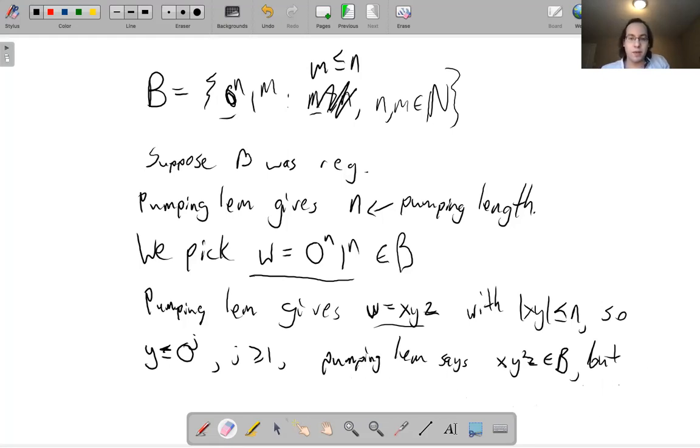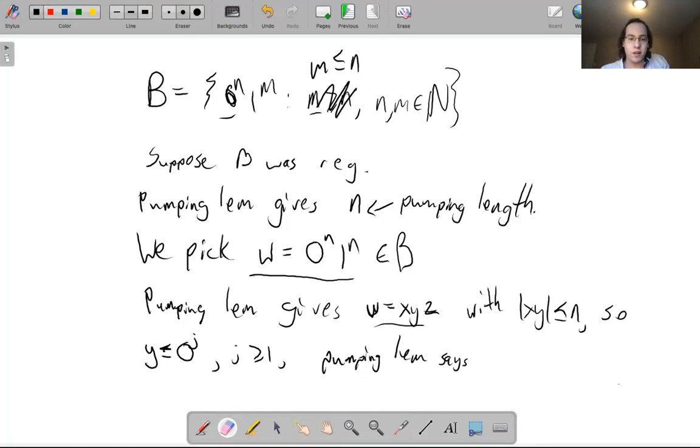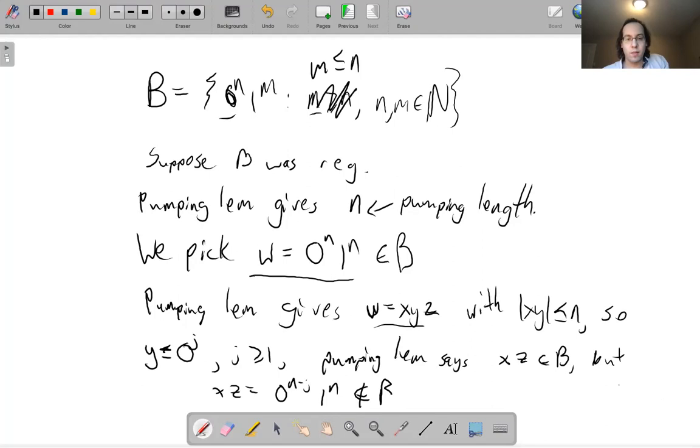So then pumping lemma says, when we take i equals 0, that xz is in B. But actually xz is equal to 0^(n-j) 1^n, because we deleted j zeros. And this is not in B now, because it has fewer zeros than ones, and we wanted more zeros than ones, or at least as many zeros as ones. So this is a contradiction.